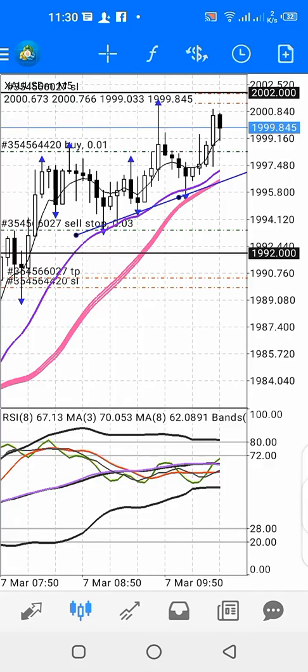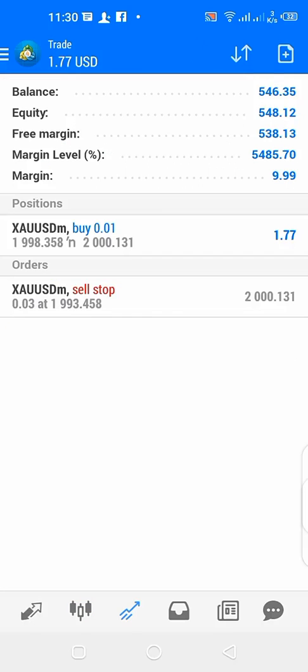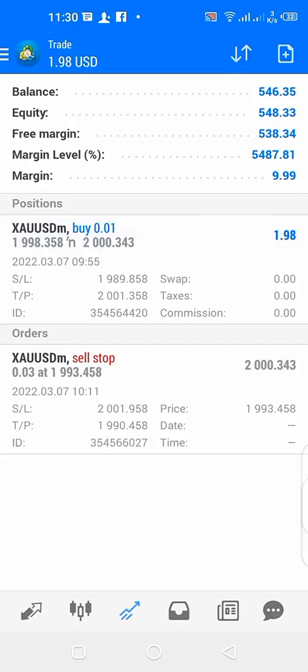But as it is right now, if price drops and triggers my sell stop, that's at 1993.458, then that means Grail Edge strategy has begun and management of the trades will continue. Of course, I have my robots managing the placement of the trades.